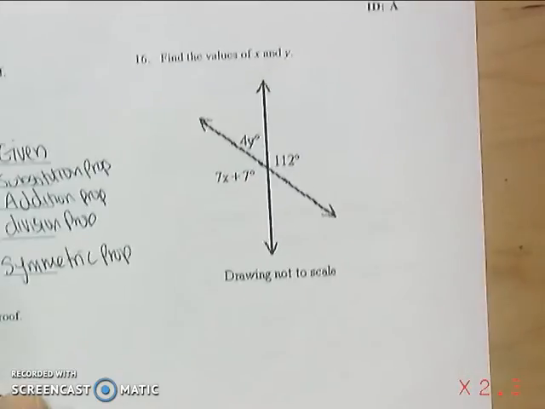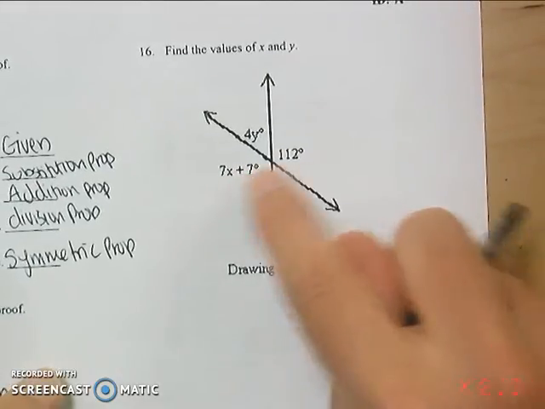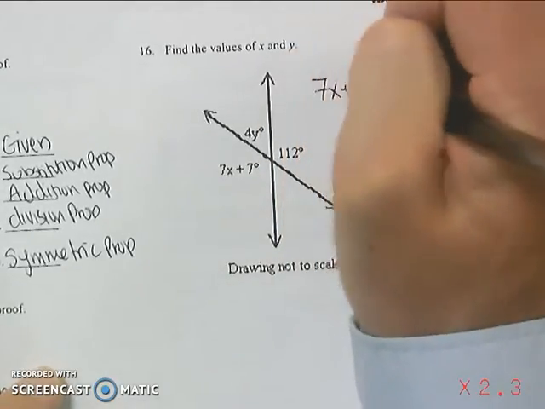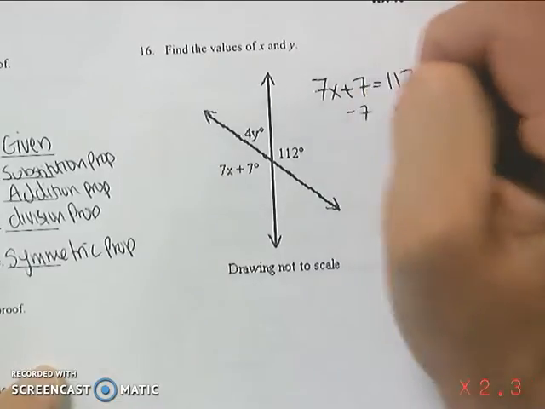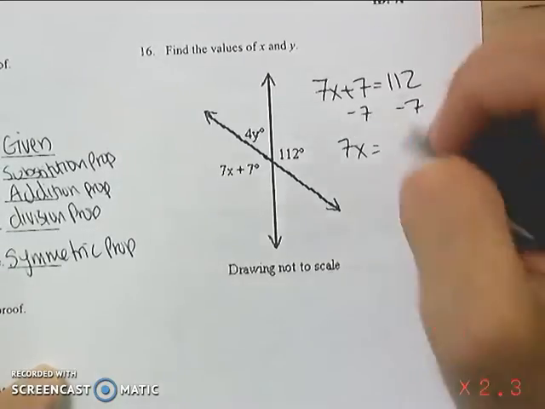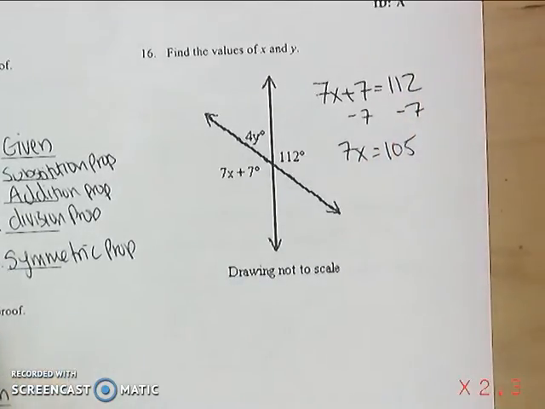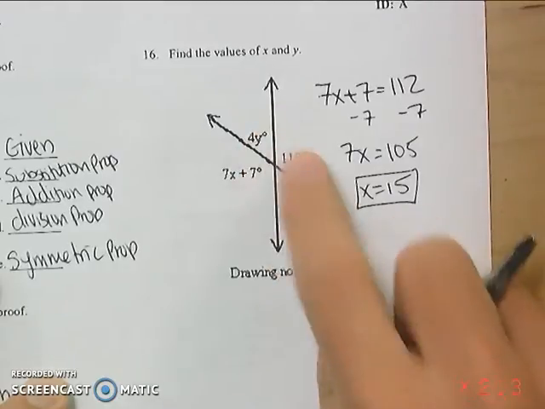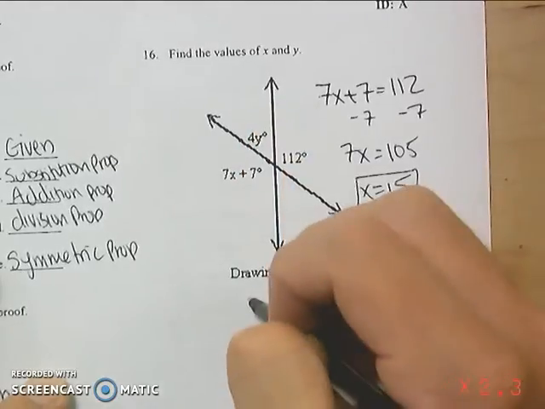Last but not least, find the value of x and y. Okay, these two are congruent, so we can set those two equal to each other. Subtract the 7. Okay, and I got my calculator out here, so I'm going to go ahead and divide 7 into 105. And x equals 15.